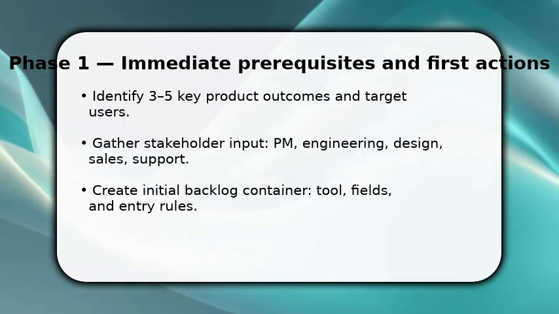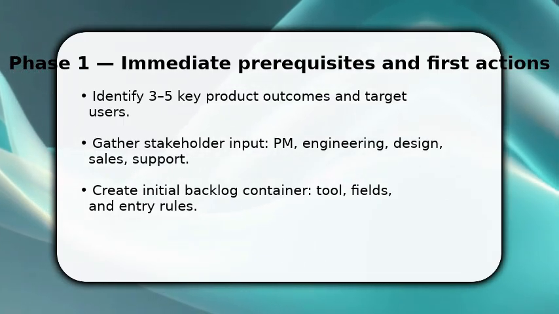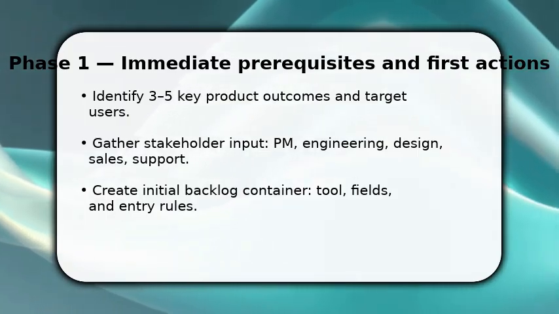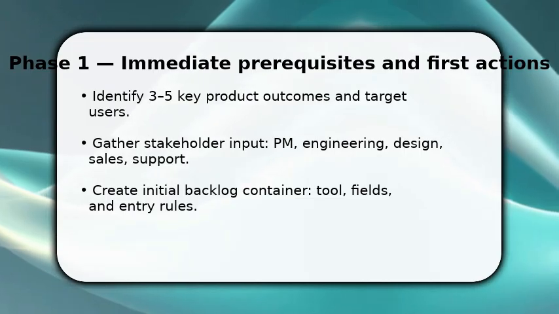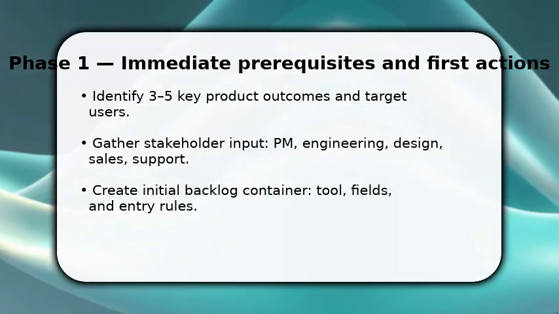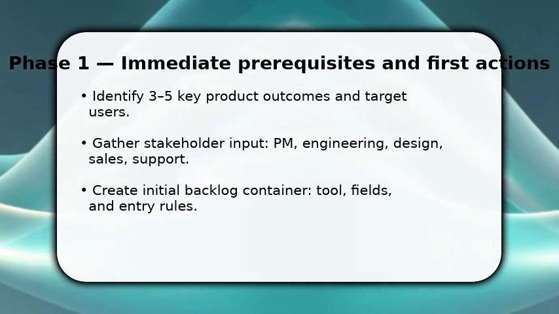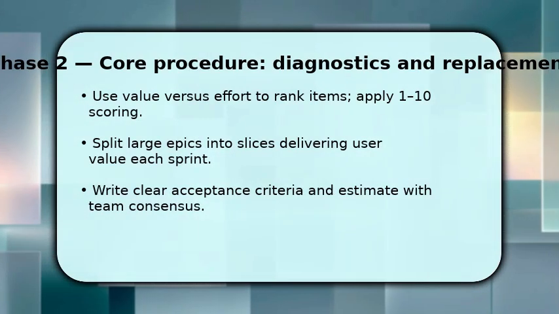Next, set up the backlog container in your chosen tool and define required fields, acceptance criteria, and entry rules so every item is actionable. Make sure to create a simple template for new entries and add the first 10-15 candidate items to start refinement. Now you refine.